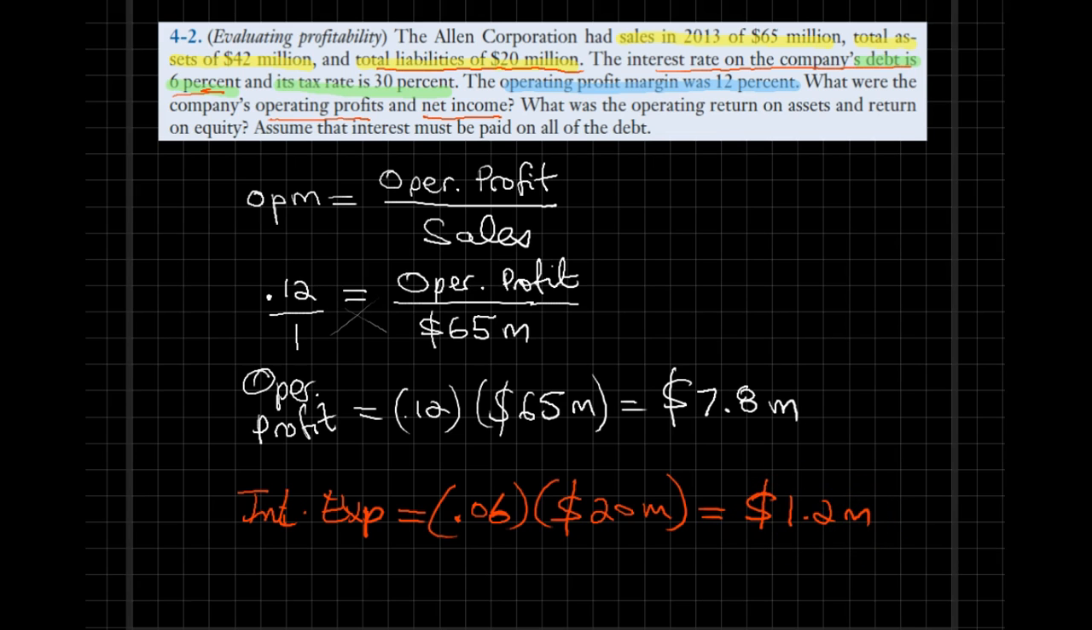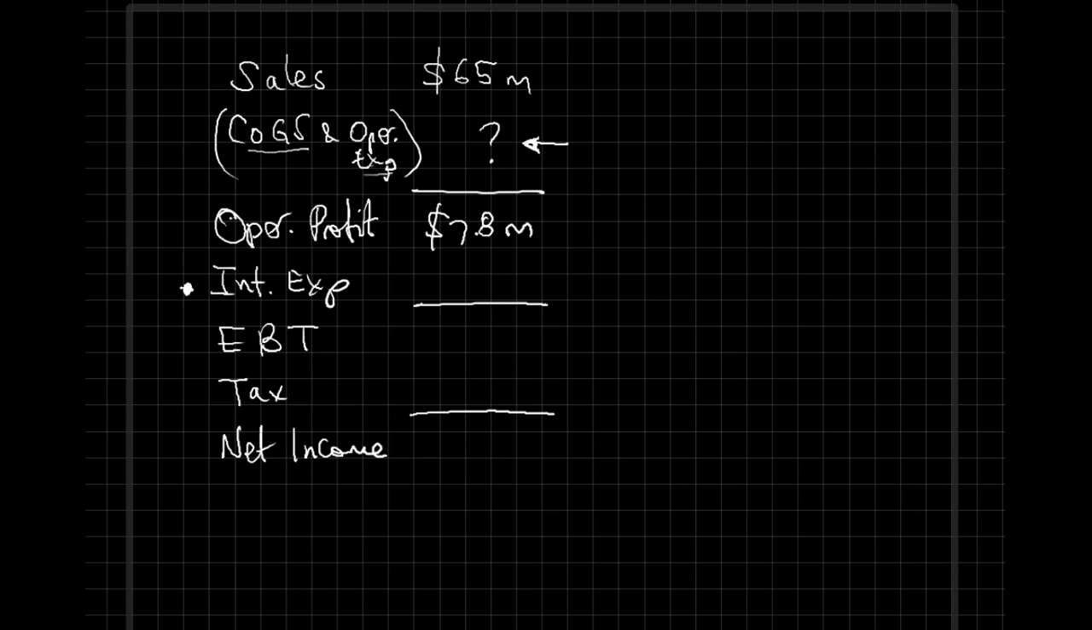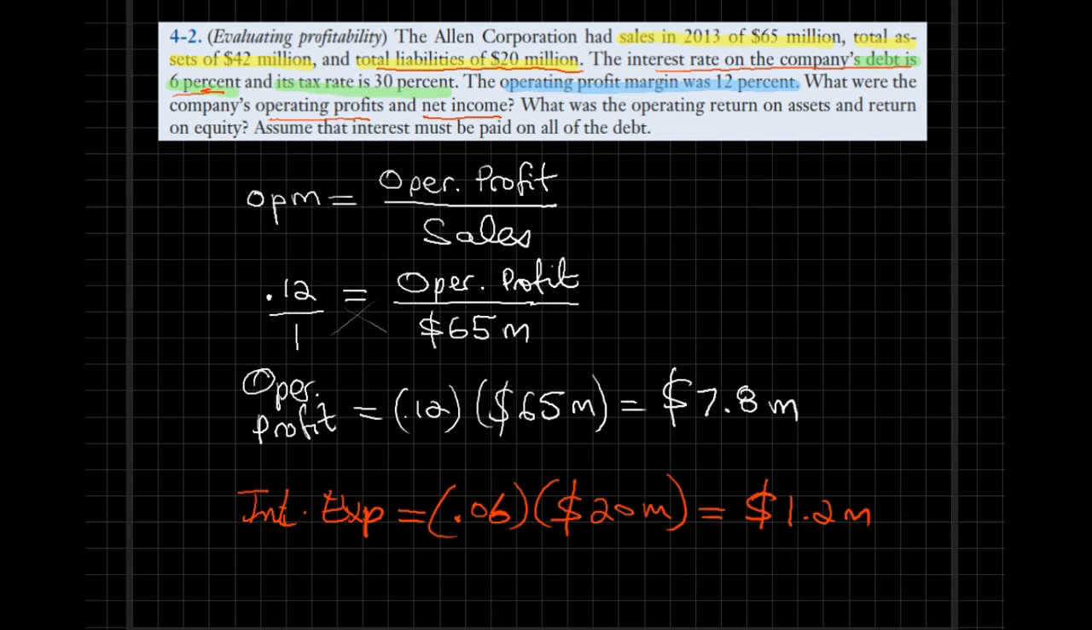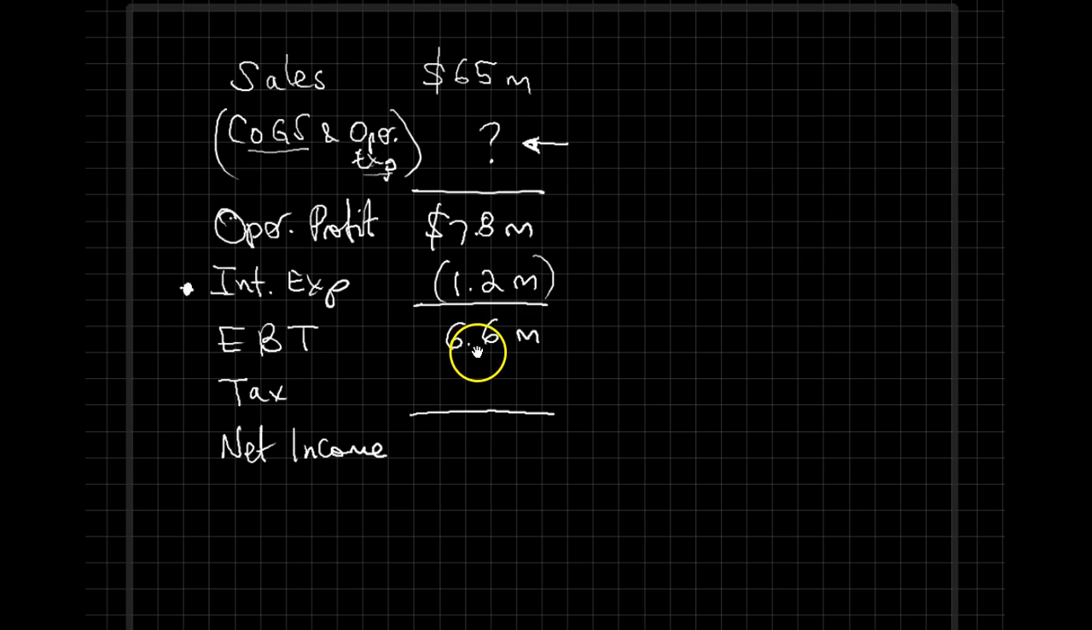Now I can go to my next slide again, and enter that into my calculation. We get $1.2 million, but that needs to be subtracted, and 7.8 minus 1.2 will give us $6.6 million. Okay, so that's my earnings before tax. Now I need my total tax amount. Going back to the previous slide, we just realized that the tax rate is 30%, 30% of our earnings before taxes.